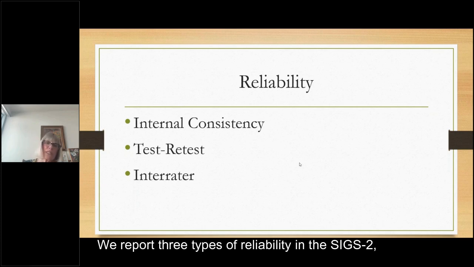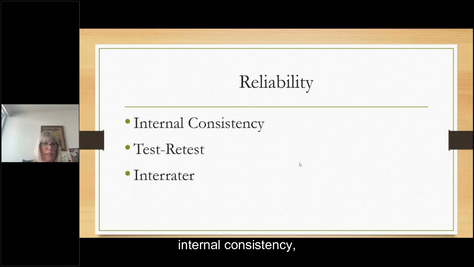We report 3 types of reliability in the SIGS-2: internal consistency, test-retest, and inter-rater. I'm not going to go into great detail about these.